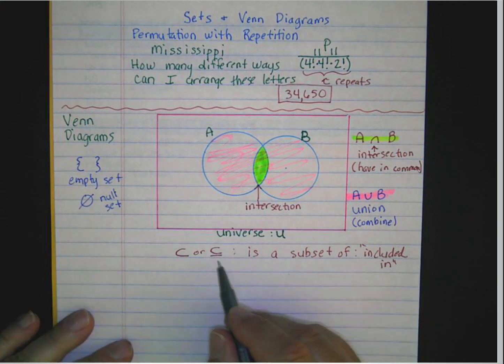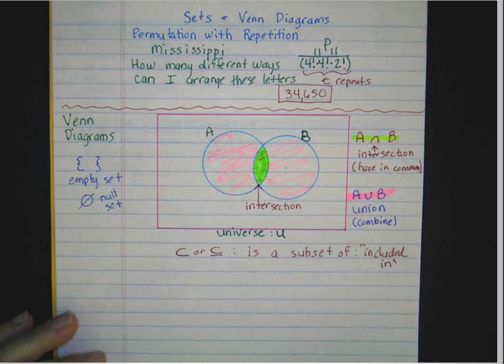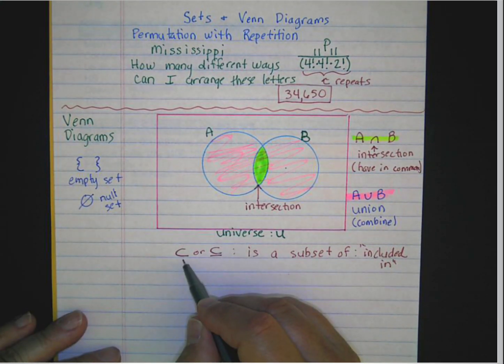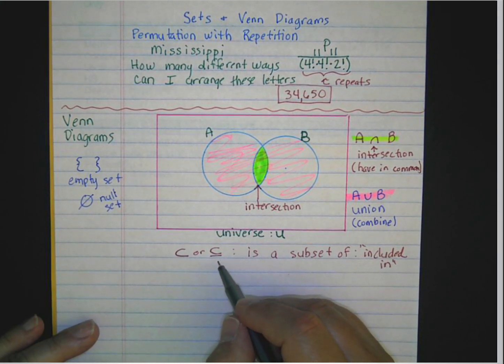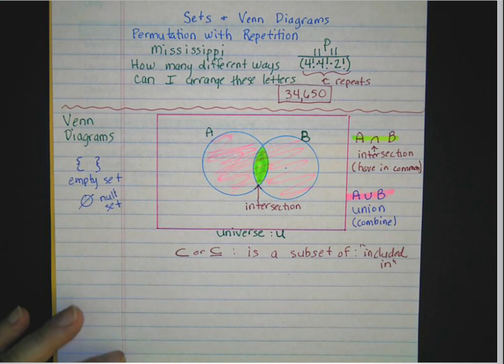Sometimes you'll see where this one's called a proper subset, and this one says subset, or it's a subset and equal to, because it's got the little equal sign. Not going to get fussy about that. It just means it's included in the set.